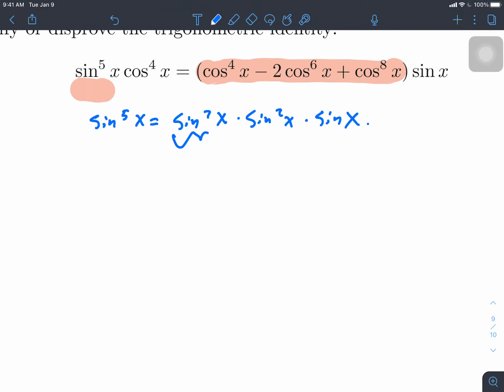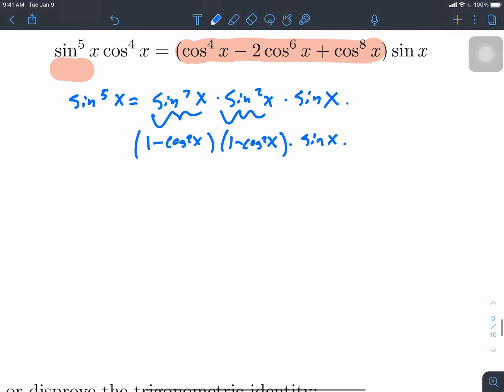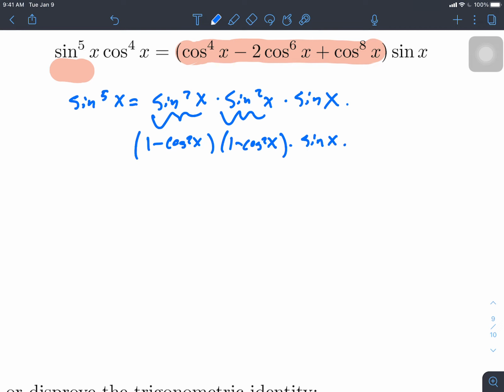And then these two I'm going to replace by 1 minus cosine squared x times 1 minus cosine squared x times sine x. And then I'm going to FOIL that out, and I'd get 1 minus 2 cosine squared x plus cosine to the power 4x, all being multiplied by sine x.